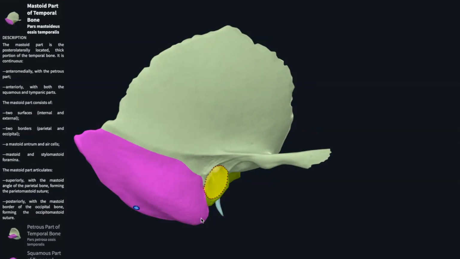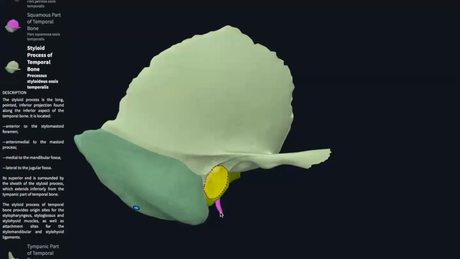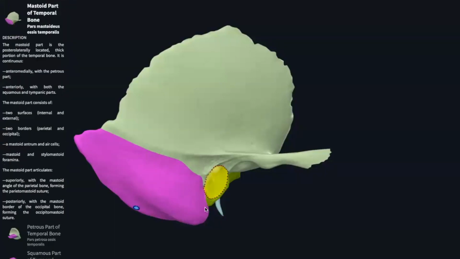And the process would be the part that juts out, because as you can recall, a process is defined as a projection or a prominence. So it can either be something small like this or something kind of bigger and more prominent right here.